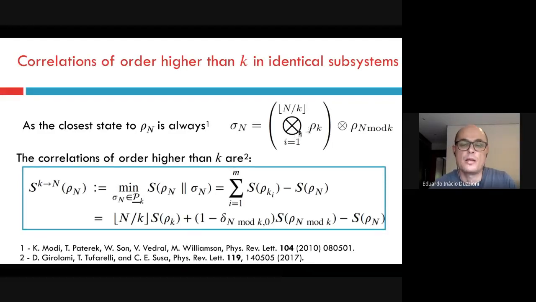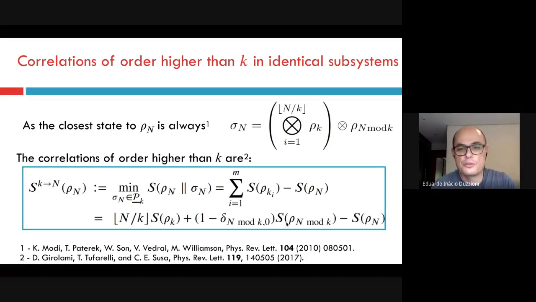A simple example here is, suppose that you have a system of 10 particles and you are interested in partitions with maximum size 3. Then the division of 10 by 3 is 3.333, etc. So the floor function of this number is 3. So sigma n is the tensor product of rho 3 three times with the tensor product of rho 1. That's the state due to this part of the calculation. So we already know how to find the closest state to rho n.